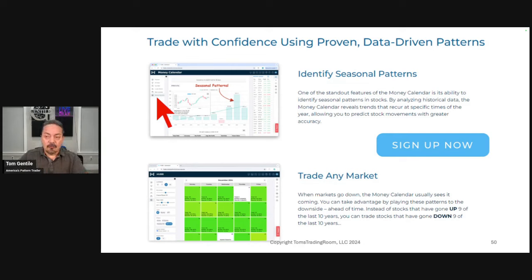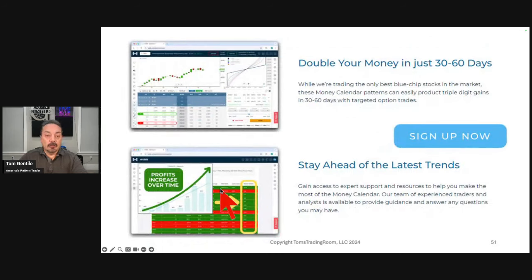It's seasonal patterns every day. You have the ability to click on the monthly calendar like I do. You have the ability to click into those and get the dailies. You can do the research just like I do, and you can see every single stock that pops up every single day. You can trade any market, not only the upside, but you can also trade these to the downside. You can use options, and you can use options to perhaps double your money in the next 30 to 60 days on these trades.